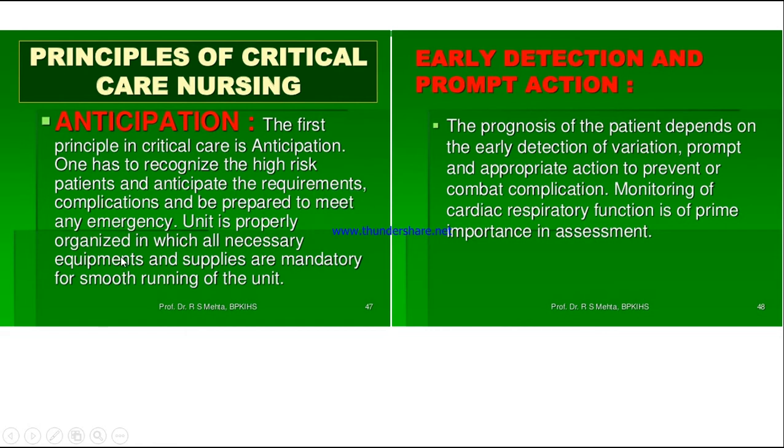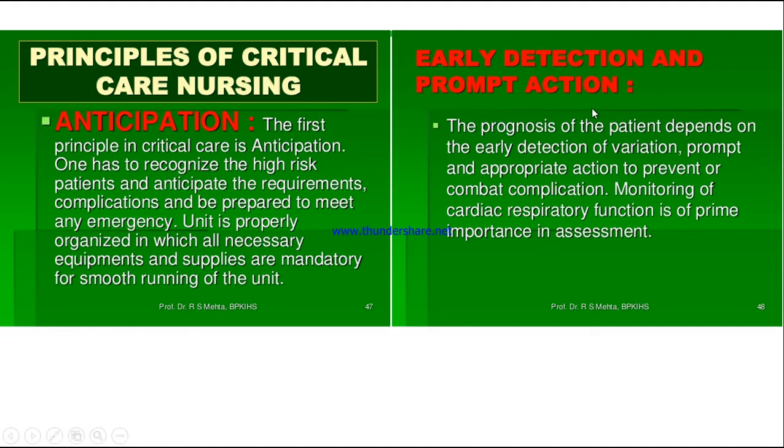What does the patient require? Is he or she requiring normal care, or level 2 care? So it depends on that. The unit is properly organized, in which all necessary equipment and supplies are mandatory for smooth running of the unit. So anticipation is one of the first principles of critical care nursing.